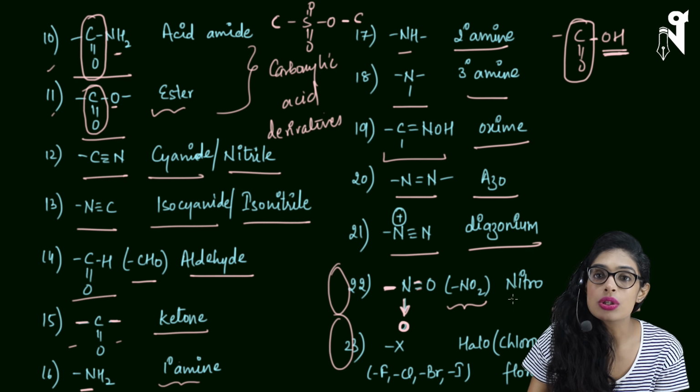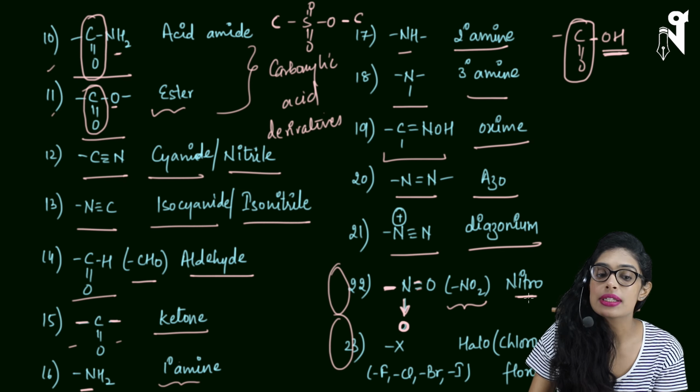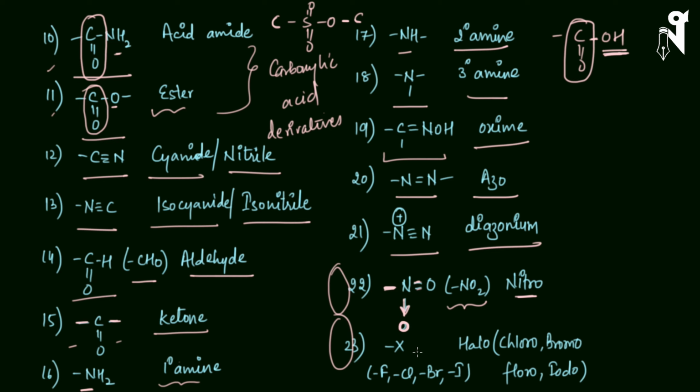And this group is also written as NO2 and we write it as nitro. Okay. Next, we have another functional group as X. X is nothing else but halogens. Halogens can be fluorine, chlorine, bromine, iodine. So we can name them as chloro, bromo, fluoro, iodo, depending upon whether you're talking about chloro, bromo, iodo, or fluoro.